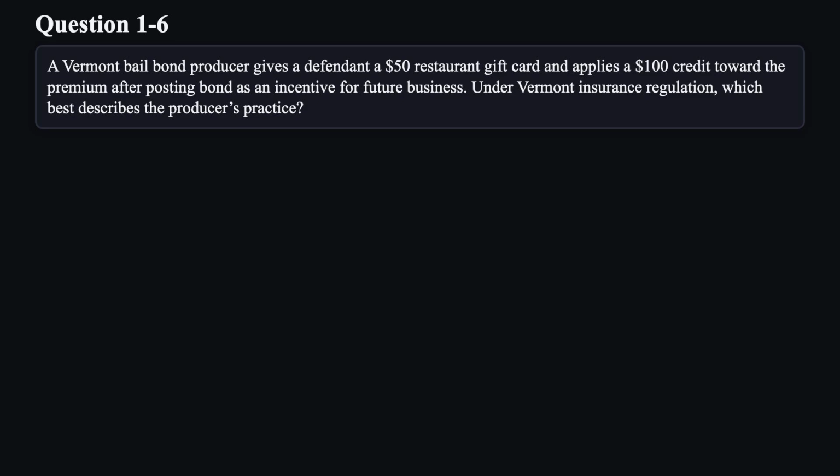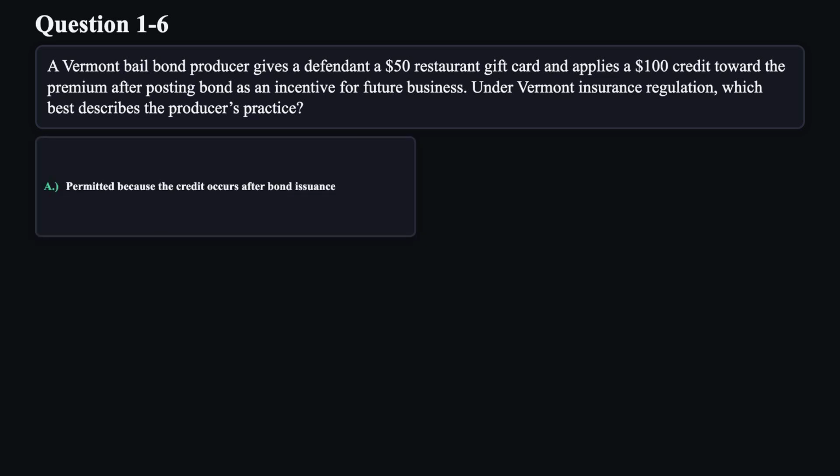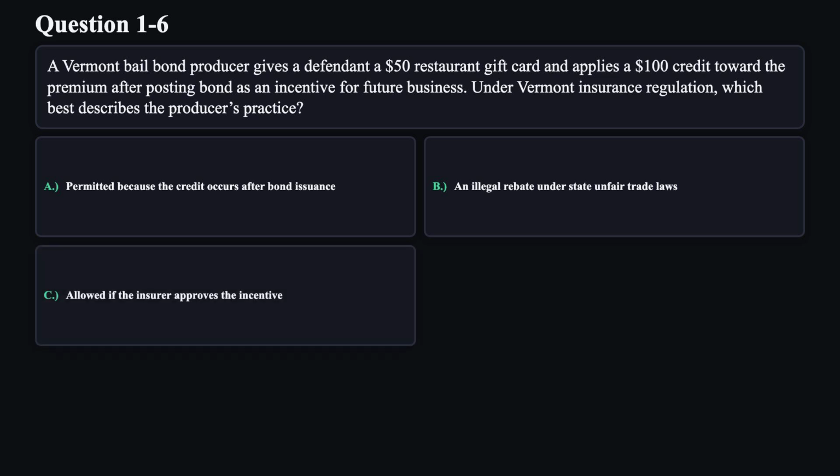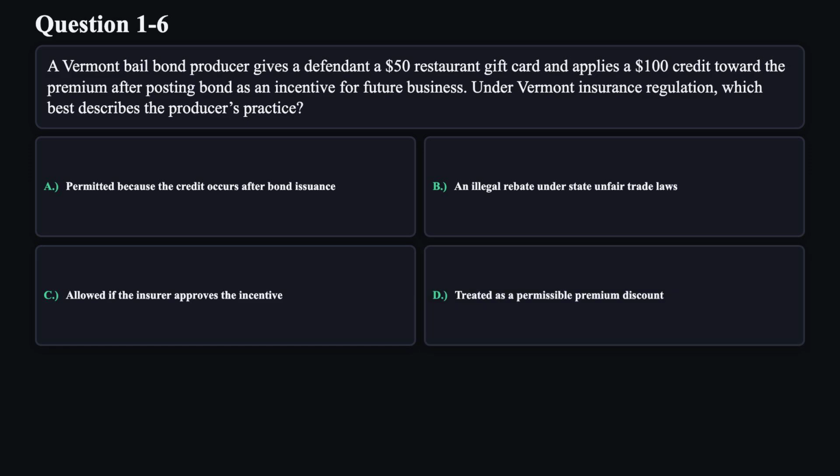Question 6. A Vermont bail bond producer gives a defendant a $50 restaurant gift card and applies a $100 credit toward the premium after posting bond as an incentive for future business. Under Vermont insurance regulation, which best describes the producer's practice? A. Permitted because the credit occurs after bond issuance. B. An illegal rebate under state unfair trade laws. C. Allowed if the insurer approves the incentive. D. Treated as a permissible premium discount.